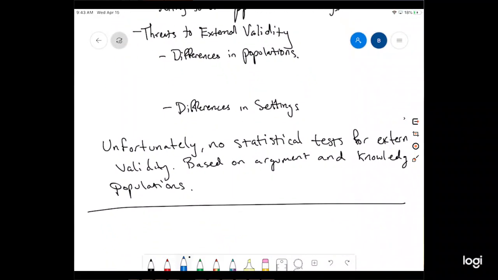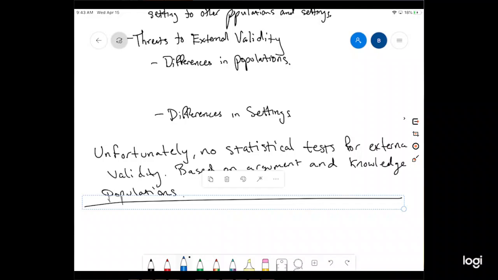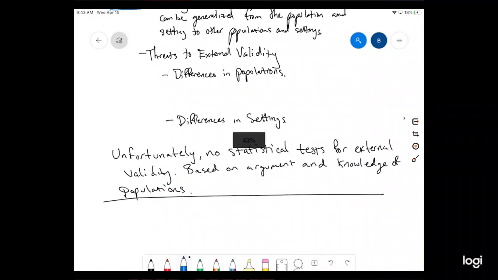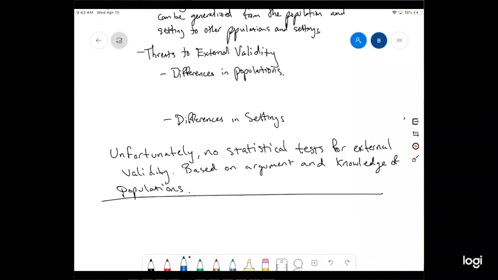So unfortunately, there's no statistical test for testing external validity, or testing whether or not we can extrapolate our results to other populations. This is all based on argument and knowledge of the populations. We can, however, if we have the ability, go and collect data in different populations.